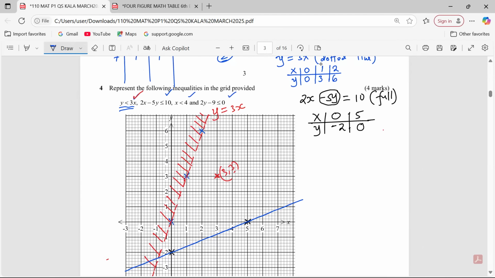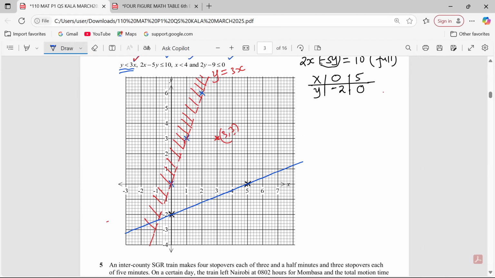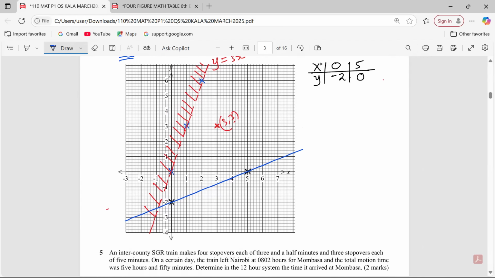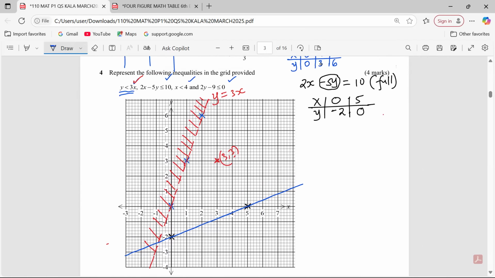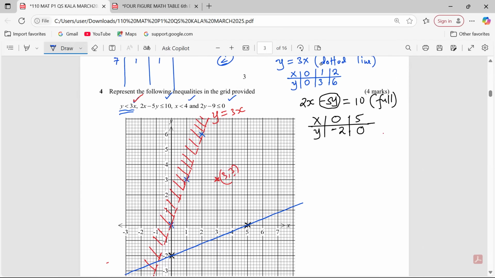Now we're supposed again to test the inequality sign using any coordinate. If I use the coordinate (3, 3), then I feed it in the expression 2x minus 5, the value of y. Then the inequality symbol is not known. This is 6 minus 15, which is negative 9, and this is 10. How are negative 9 and 10 related? Negative 9 is less than 10.